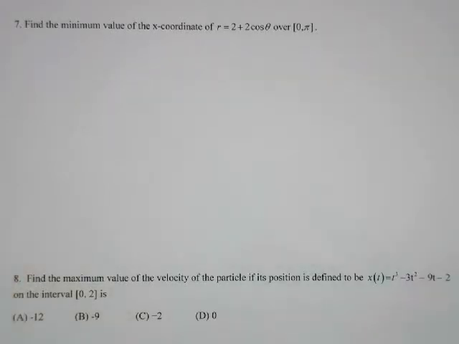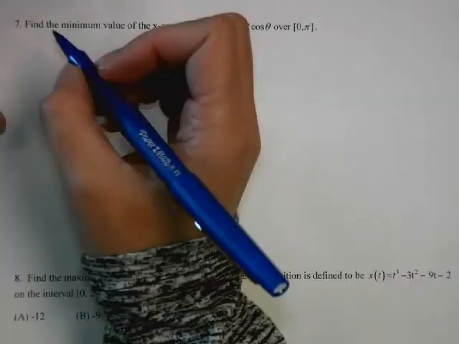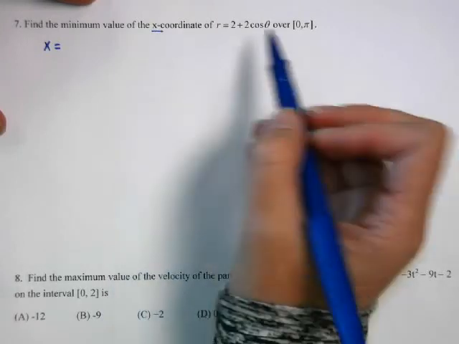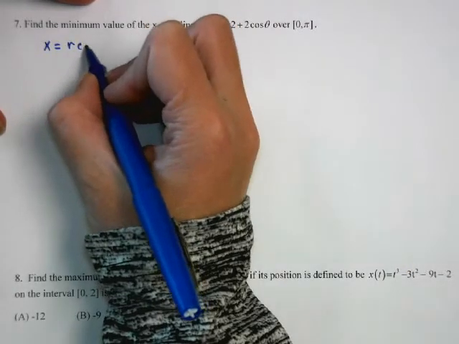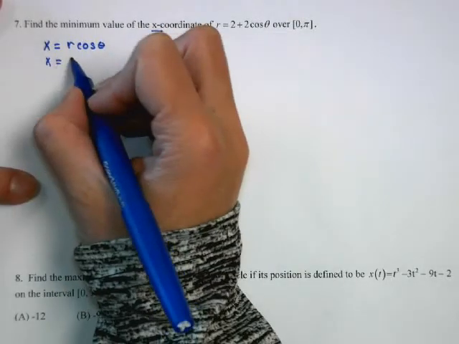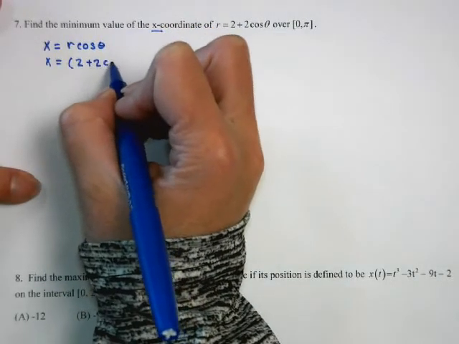So our next problem is a polar problem. So we're going to find the minimum value of the x-coordinate if r is 2 plus 2 cosine theta over the set interval 0 to pi. So x is going to be r cosine theta for this particular equation. That will be 2 plus 2 cosine theta.